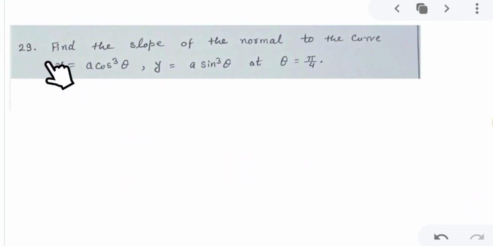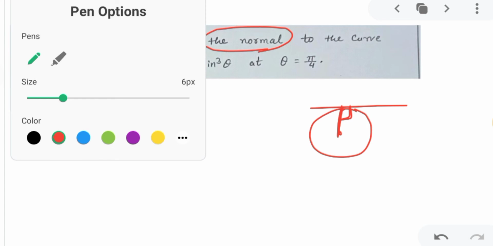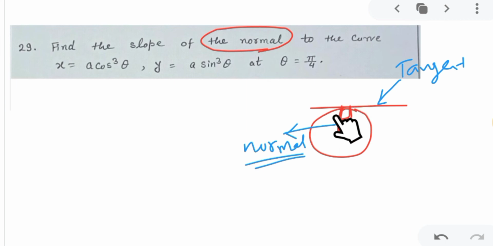What is question number 29? Find the slope of the normal. Here, normal. So you know, in any curve, like this is the tangent, and this will be the normal, correct? Normal and tangent will be perpendicular, you know, correct? I am taking the example of a circle. You can take any curve. So this is the tangent and this is called the normal. Normal means perpendicular to the tangent.